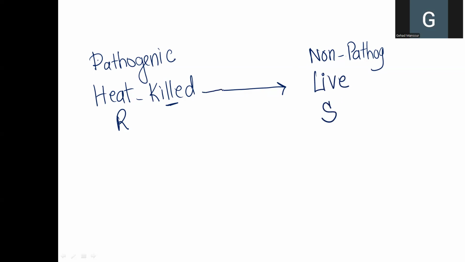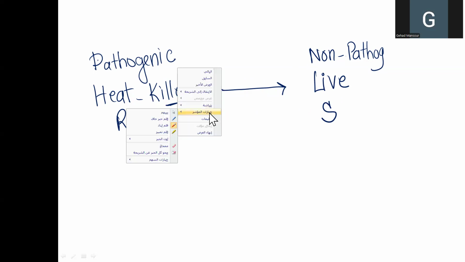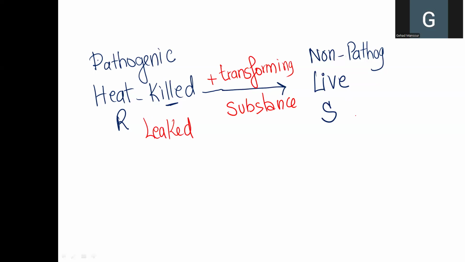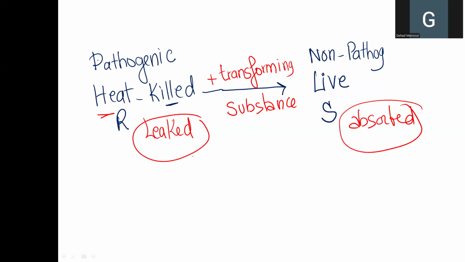So what's the explanation of what happened? Why did a new strain occur? And this is the explanation you need to mention. The explanation was that there was a transforming material, or transforming substance, that leaked from the pathogenic heat-killed bacteria and was absorbed by the non-pathogenic live S bacteria.